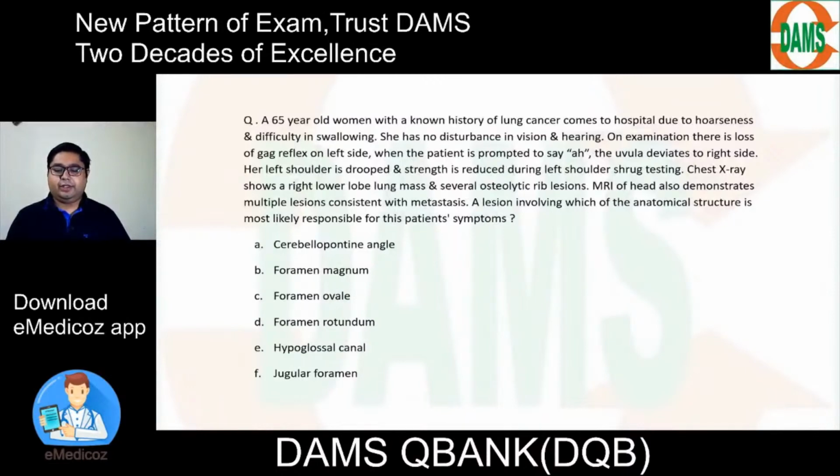Her left shoulder is drooped and strength is reduced during left shoulder shrug testing. Chest X-ray shows a right lower lobe lung mass and several osteolytic lesions. MRI of head also demonstrates multiple lesions consistent with metastasis. A lesion involving which of the anatomical structures is most likely responsible for this patient's symptoms? And now we have been given these choices like CP angle, foramen magnum, ovale, rotundum, hypoglossal, or the jugular foramen, right? Now to come to the answer of this question, let us discuss the relevant anatomy.